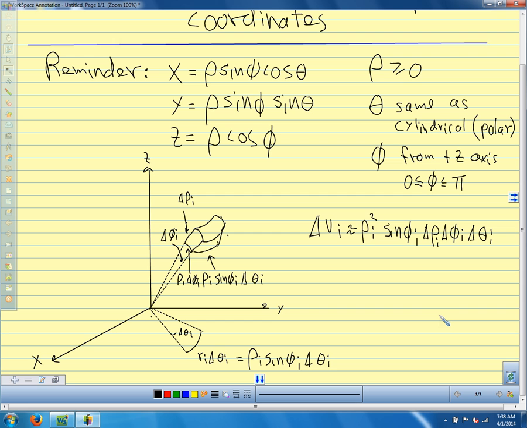And we're going to do just like we did previously. We're going to sum over all of these little blocks in our region to get the volume of our solid region. And we're going to take the limit as all these little delta rho, delta phi, and delta theta get smaller and smaller. Again, we're talking about making the longest diagonal shorter and shorter. To be a little more precise, we would use our average rho and average radius here, just like we did in polar coordinates. But what I'm looking for is to get the idea of how we put together this triple integral.